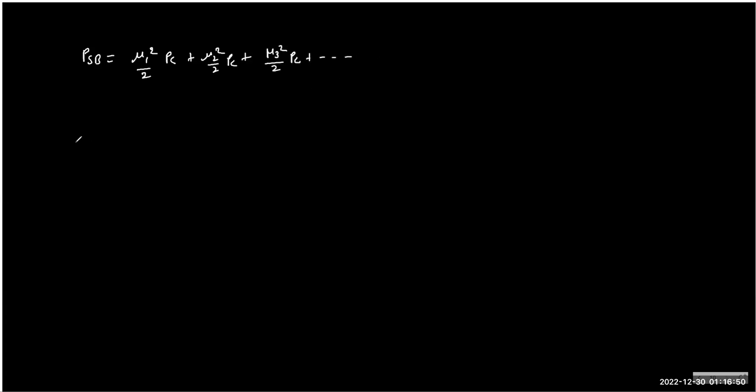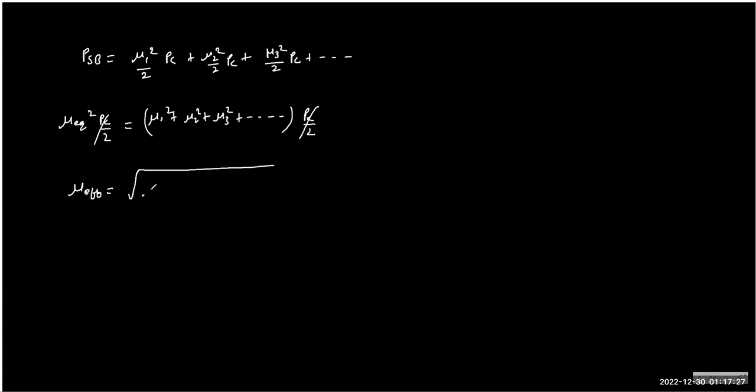To get the net value, if you want to replace all these sidebands by a single sideband, mu equivalent square PC by 2. So what I get is mu1 square plus mu2 square plus mu3 square plus so on, into PC by 2. So the effective amplitude modulation index of the multi-sine wave equals mu1 square plus mu2 square and so on, square and add all of them. That's how we get the formula.